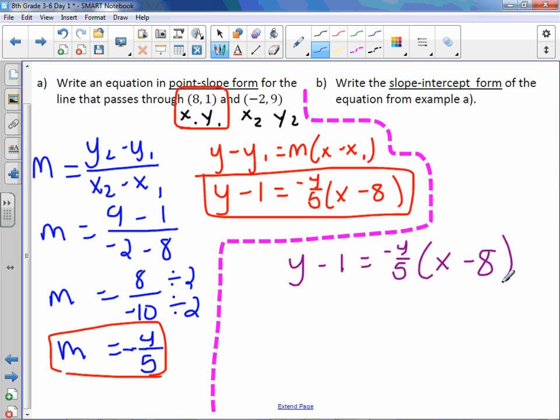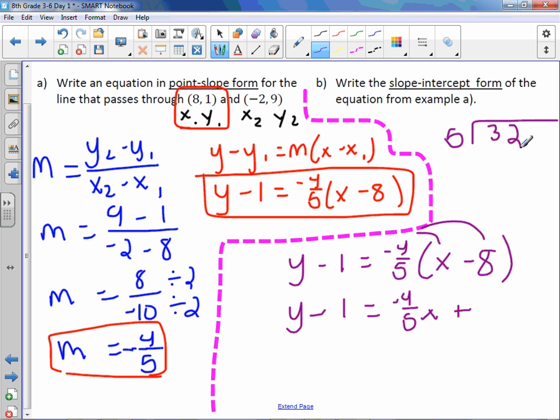And our first step here is to distribute the negative 4/5. Y minus 1 equals negative 4/5 x. And this, I've got a negative times a negative, so I know this is going to be a positive. And 4 times 8 is 32, so this would be 32/5, which let's figure out. So again, that would be 32/5. 5 goes into 32 6 times. Bring down a 0, and it goes in 4 times exactly. So plus 6.4.